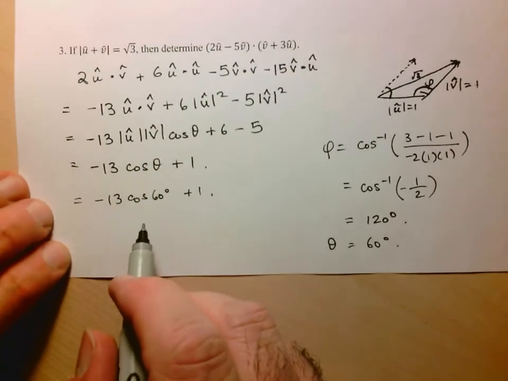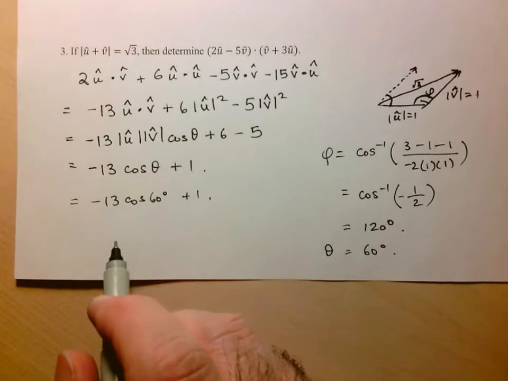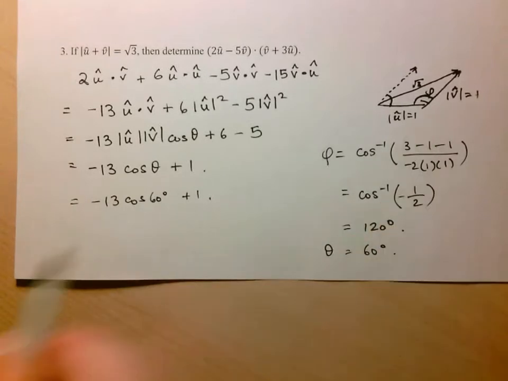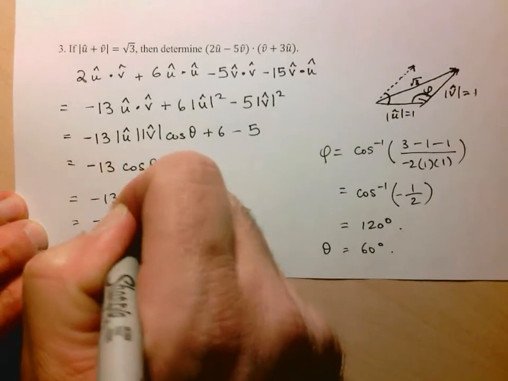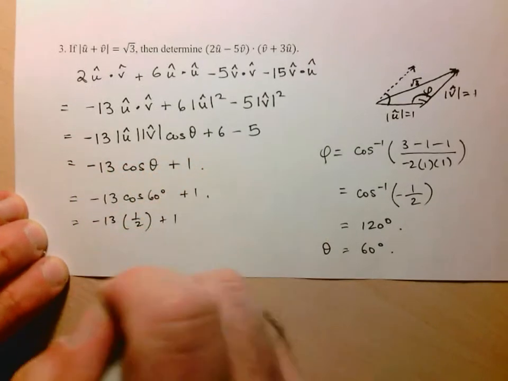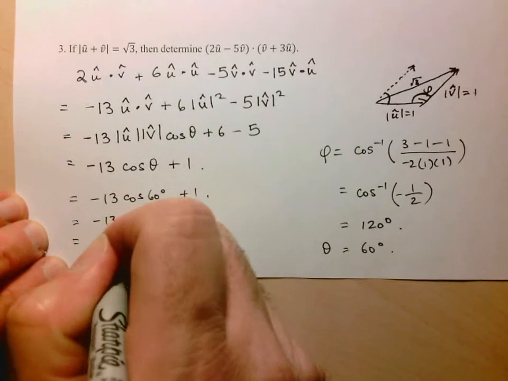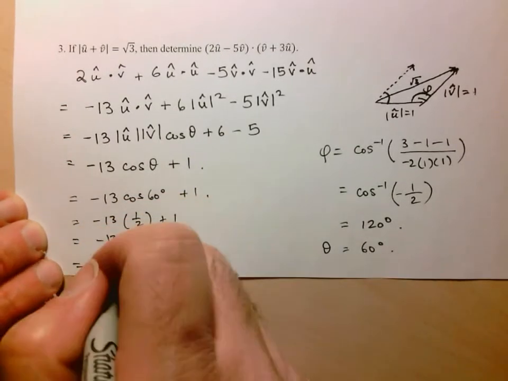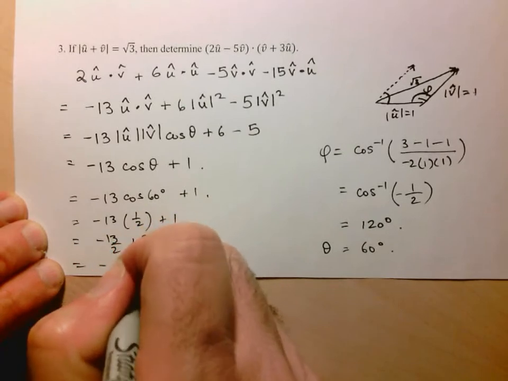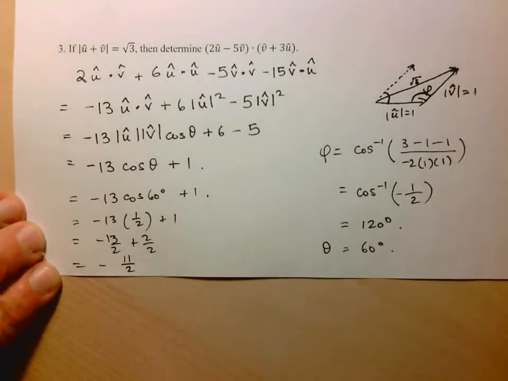And what is cos 60? Well, we should know that it's very similar to what cos of 120 is going to be, but instead of negative 1/2, it's just going to be positive 1/2. So this is negative 13 times 1/2 plus 1. So here we've got negative 13/2 plus 2/2. So here we're left with negative 11/2, or negative 5.5.